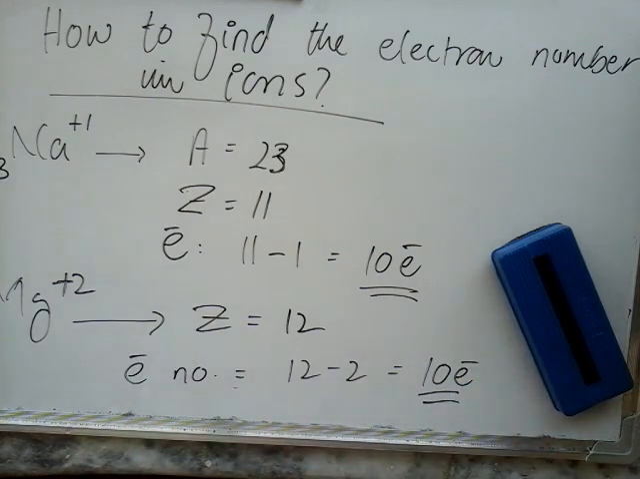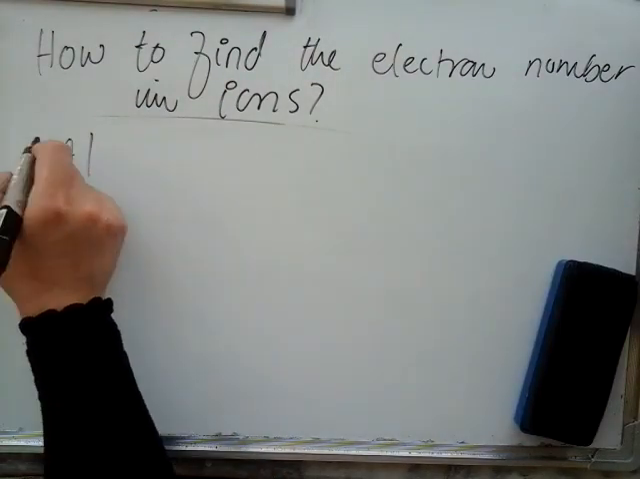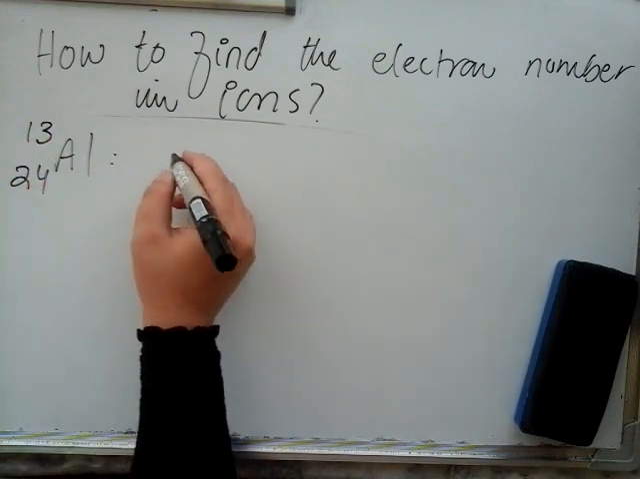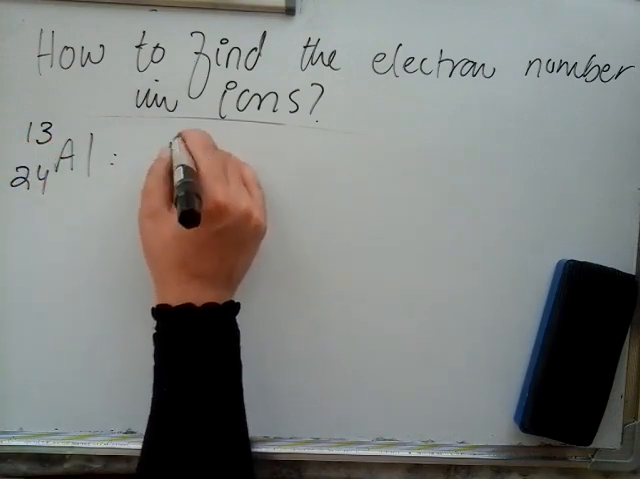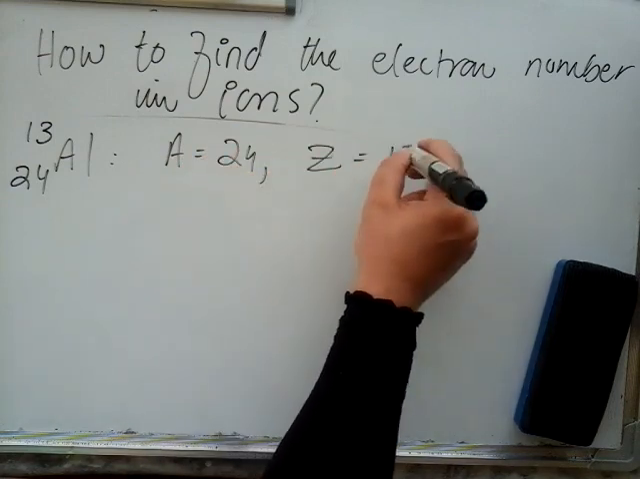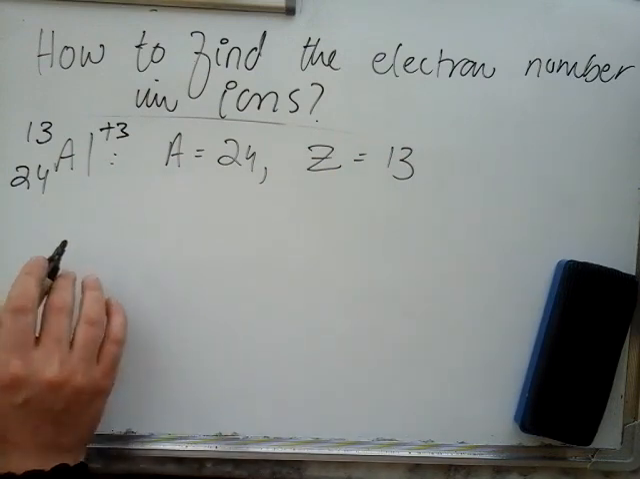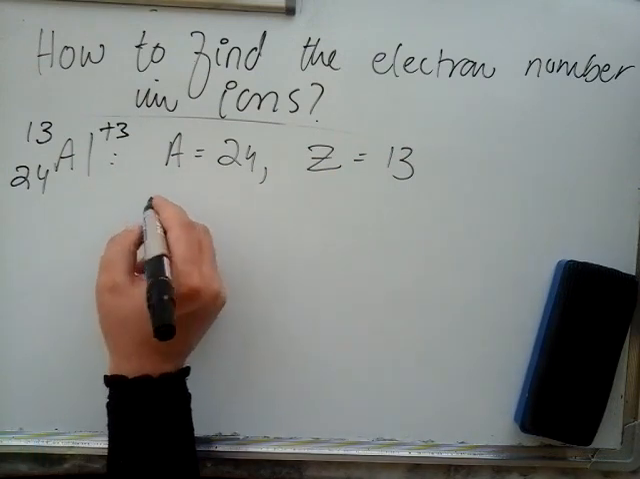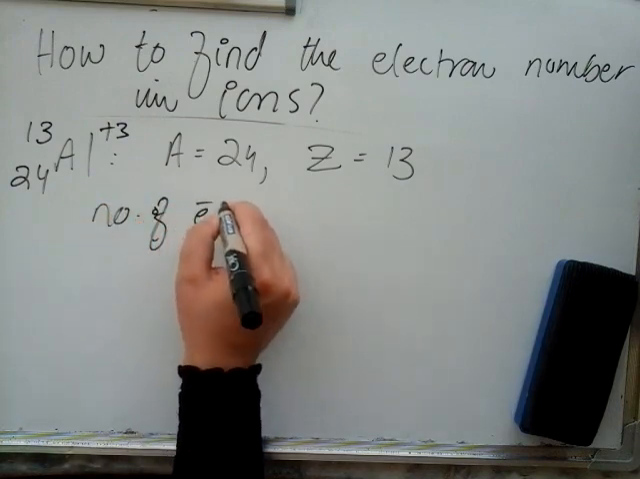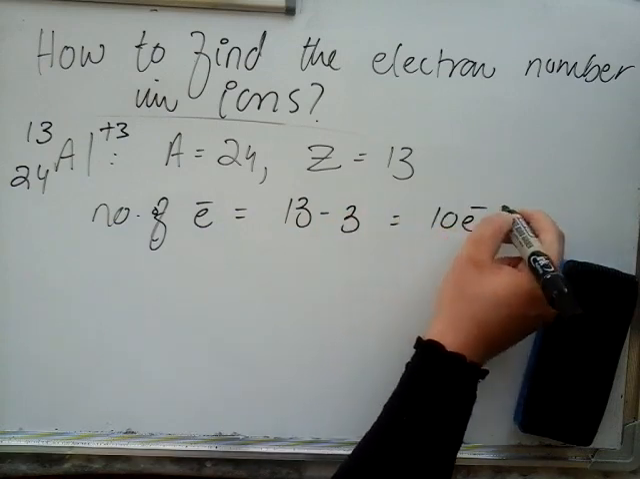Is that clear? In the same case, aluminium atomic number is 13 and mass number is 24. Its charge is plus 3. It means that this aluminium atom has given 3 electrons. So the number of electrons is equal to 13 minus 3, 10 electrons.